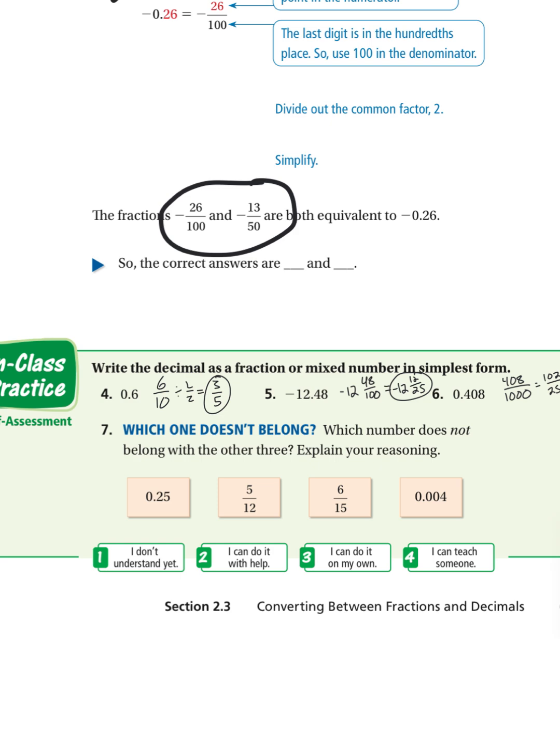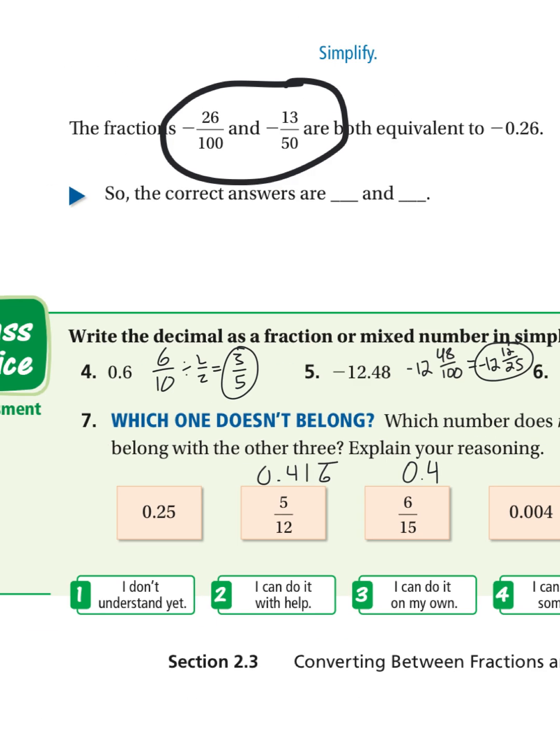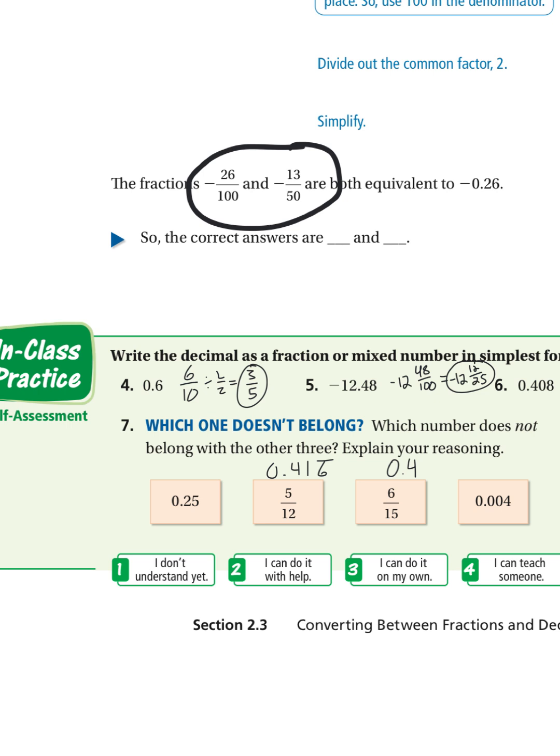If we made them all decimals, 5/12 is going to be 0.416 repeating. The repeating part only goes over the 6. And then 6/15 is 0.4. So you could, off the bat, say that the second one, 5/12, doesn't belong because it's the only repeating decimal. You could say the first one doesn't belong because it's the only one without a 4 in it. You could say the last one doesn't belong because it's the smallest.